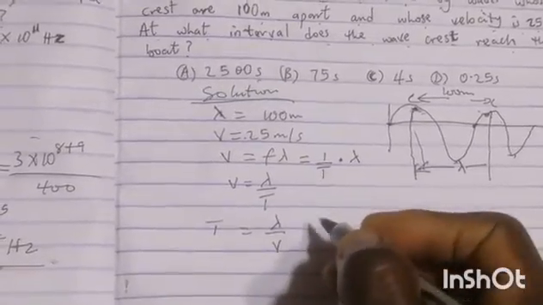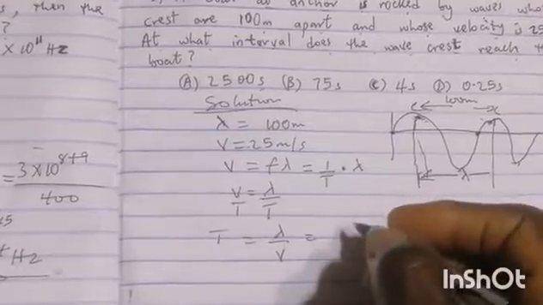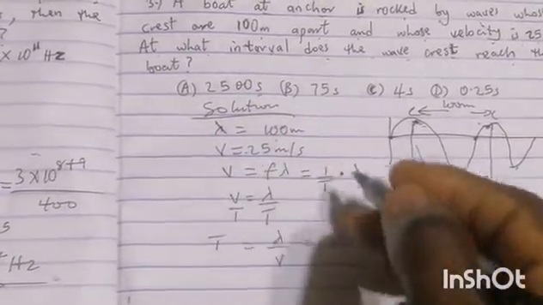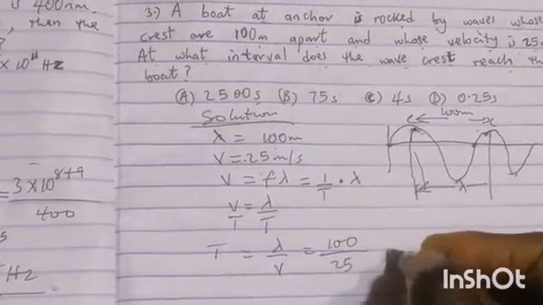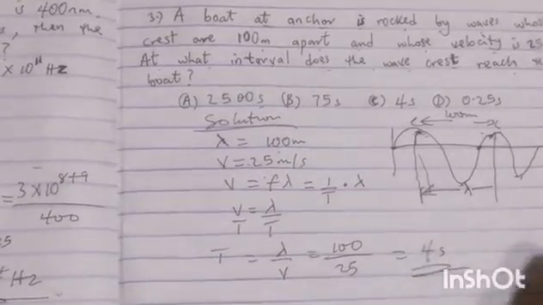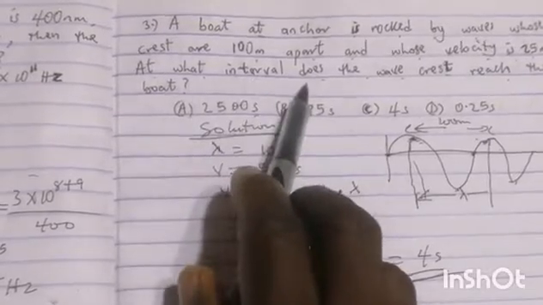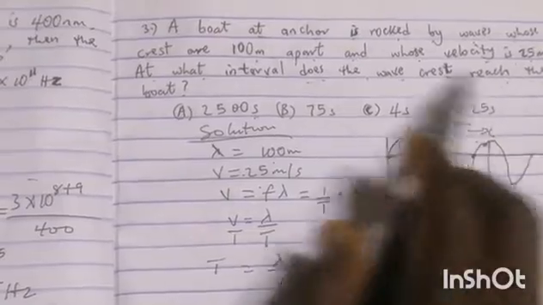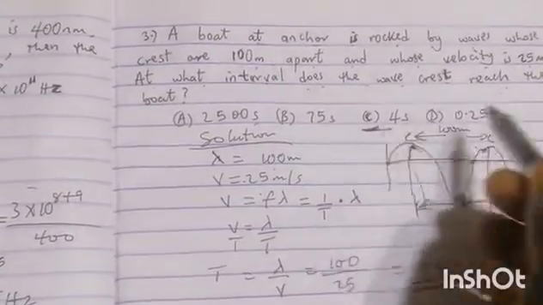So that's what we get from this formula. Our wavelength here is 100 and our velocity is 25. So that will give me 4 seconds. That will be the time interval. Although they did not mention time, they asked at what interval the wave crest reaches the boat. So that will be 4 seconds.